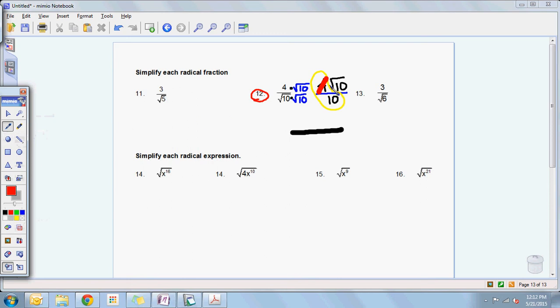So if we divide 4 by 2, we'd get 2. And if we divide 10 by 2, we'd get 5. So my final answer is going to be 2 over 5.